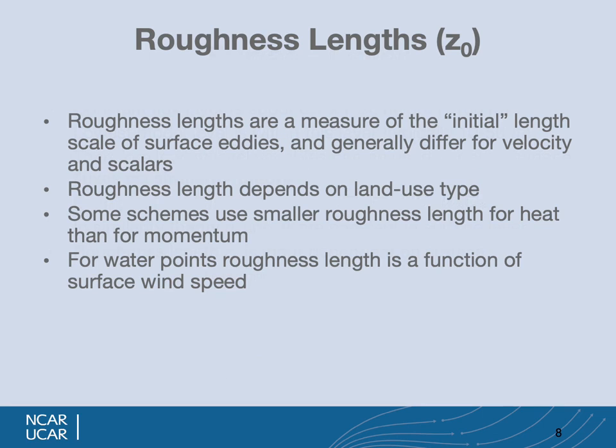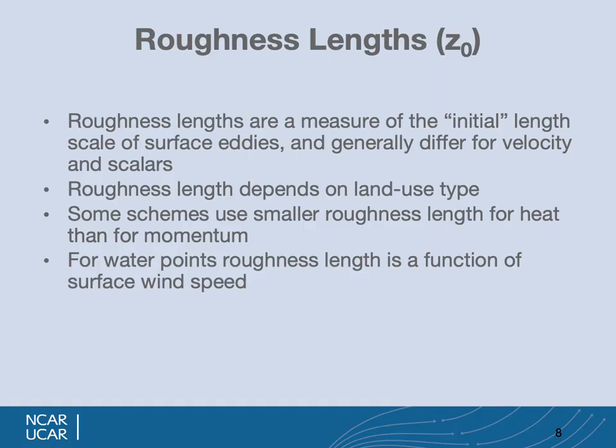The roughness length, z0, is a measure of the initial length scale of surface eddies and generally differs for velocity and scalars. It depends on the land use type and is an input parameter for the model based on the land use. So for higher obstacles, they have a higher roughness length. Things like trees in urban areas would have roughness lengths up to 50 centimeters or a meter, for example. Grassland may have a roughness length of about 1 centimeter. So it depends on the input land use category of the grid cell. It may also have a seasonal dependence, for example, cropland or even forests.